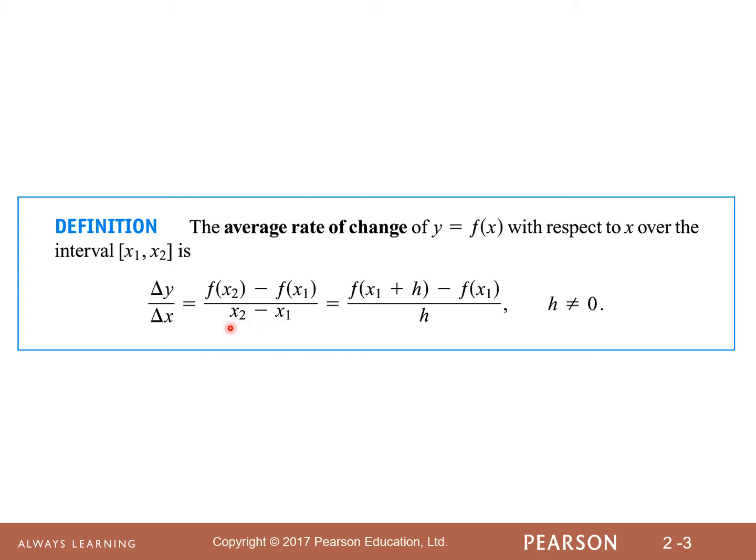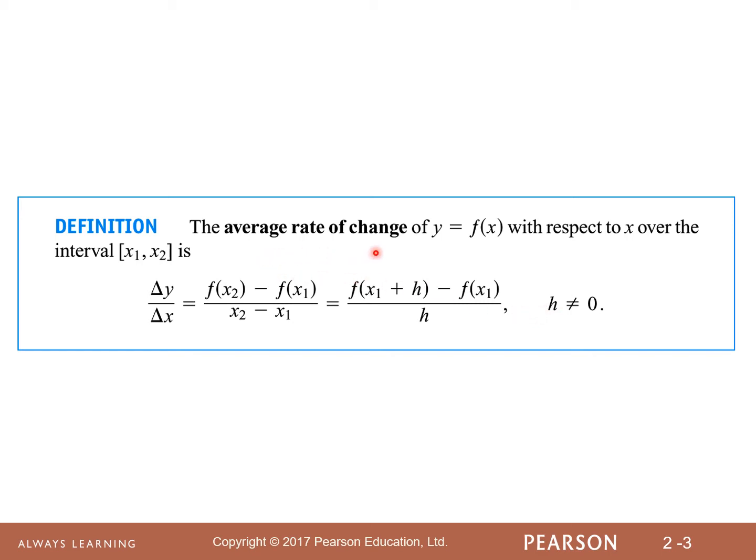If the difference, which is delta x, is equal to h, then instead of f of x2, we can write what? F of x1 plus h. Because the difference between x2 and x1 is h, right? Minus f of x1 divided by h. Anytime you divide by something, make sure that that thing is not equal to 0. Okay?